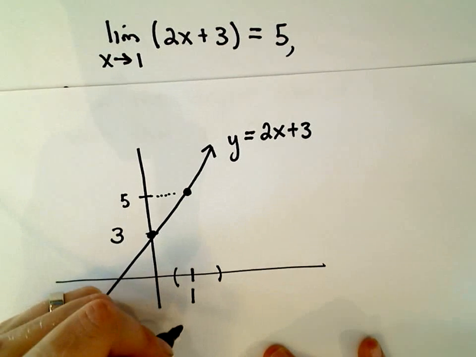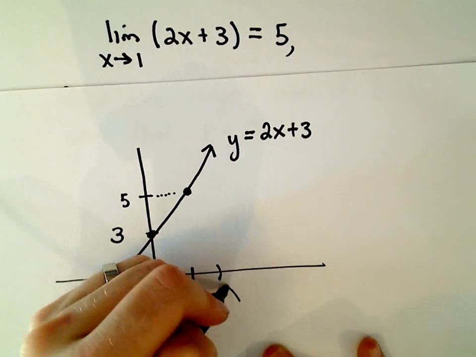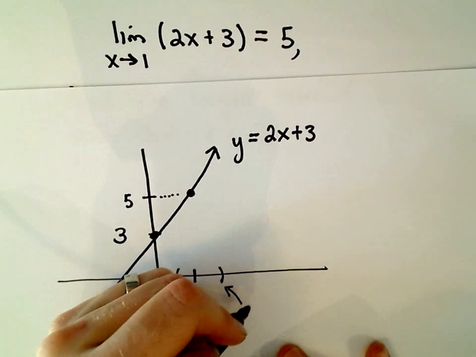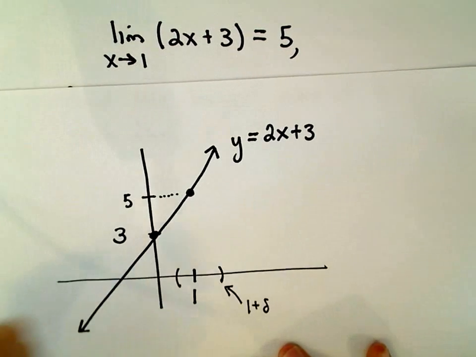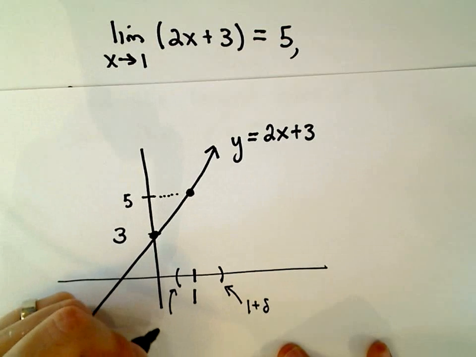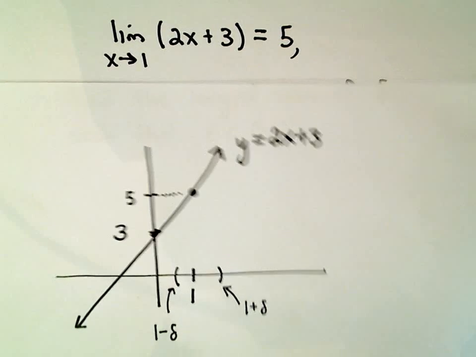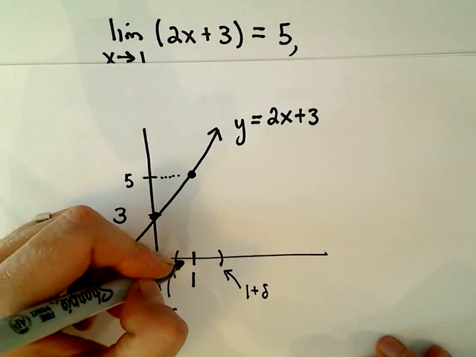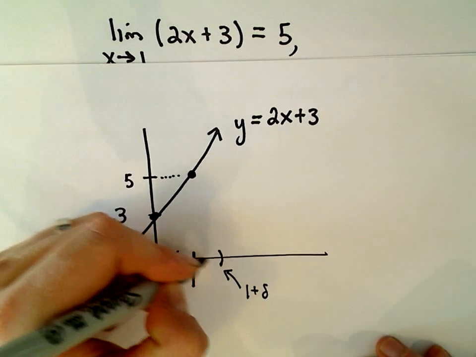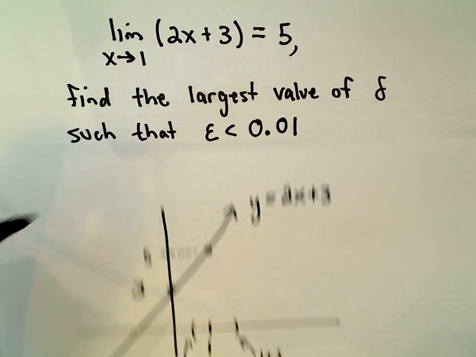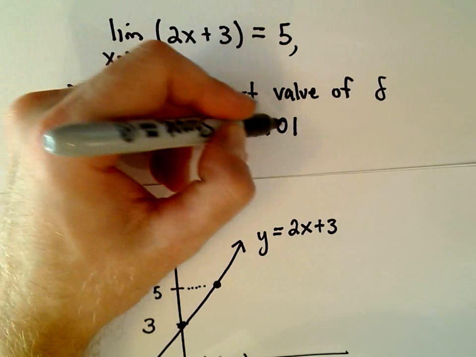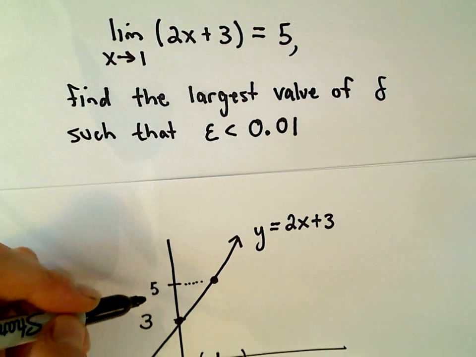So we've got some interval. The new point on the right is going to be 1 plus delta, and the number on the left will be 1 minus delta. What we want is to find x values within a certain interval around the number 1 so that we're within 0.01 of our limit.